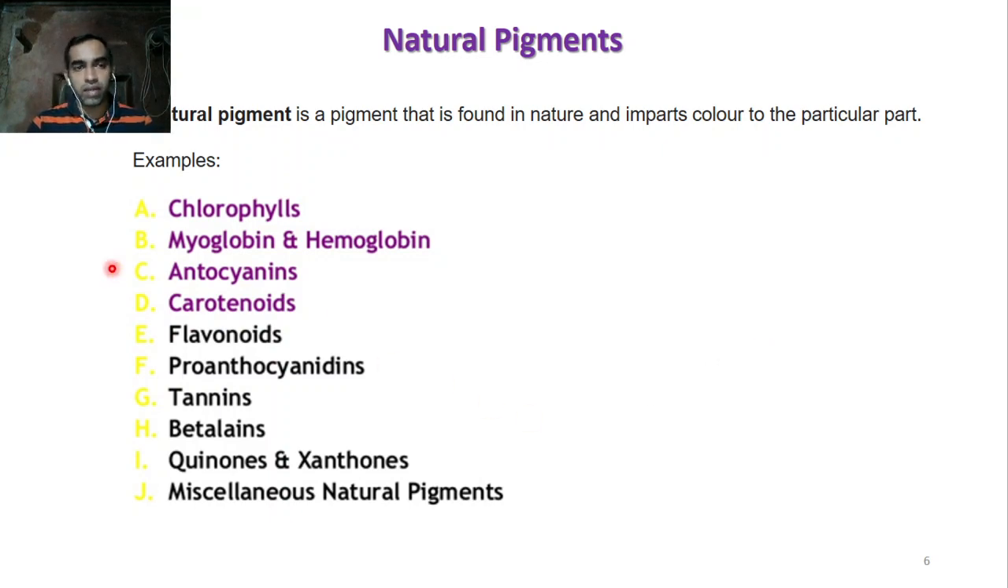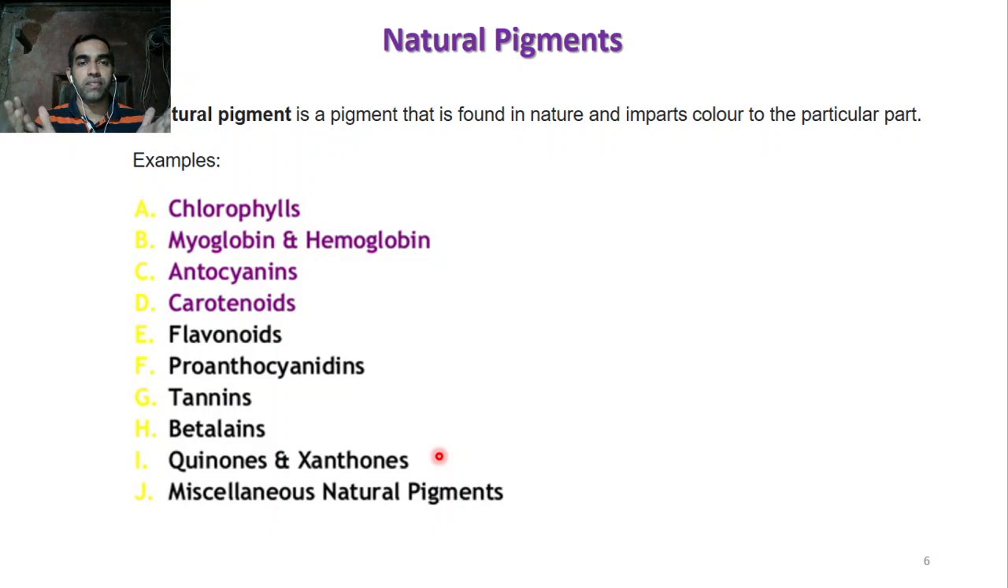And what are natural pigments? A natural pigment is a pigment that is found in nature and imparts color to that particular part. These are some of the examples which are richly found in plants: chlorophylls, because of which the leaf is green in color, and myoglobin and hemoglobin, which are red in color. Anthocyanins, which produce lots of colors, carotenoids, which impart orange color, and flavonoids, and similarly tannins and betalains. There are many which are found in various fruits, vegetables, and flowers.